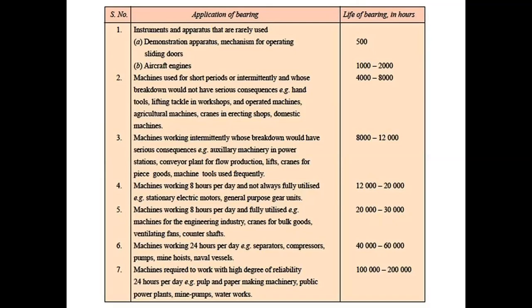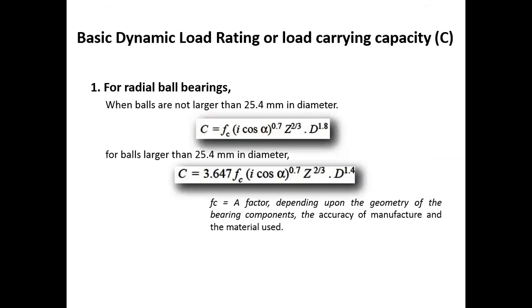Why? Because here the bearing is used in a machine which is required to work with a high degree of reliability, so the bearing used is a self-aligning bearing. The thrust load, axial load, or radial load produced on the walls is decreased due to self-alignment, which overcomes misalignment. So the life of the bearing is going to increase. Now, basic dynamic load rating, or you can say load carrying capacity.